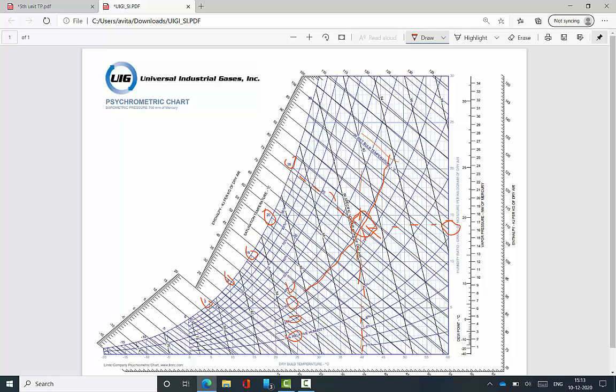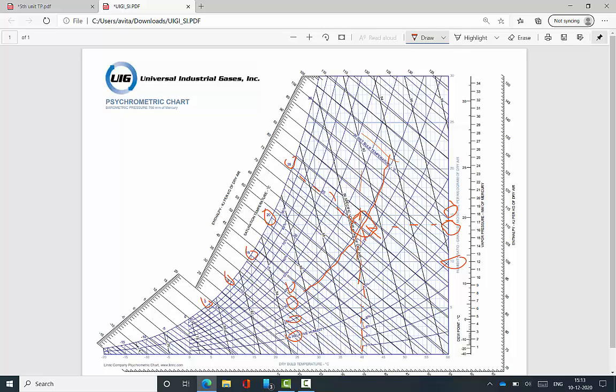For example, here 10, here 10, here 15. Therefore, our value is in between 10 and 15. Therefore, approximately I take 18 gram per kg of dry air, which is the approximate answer, because in the chart you cannot measure the accurate value. Some human error is there. Okay, this is one type of problem.